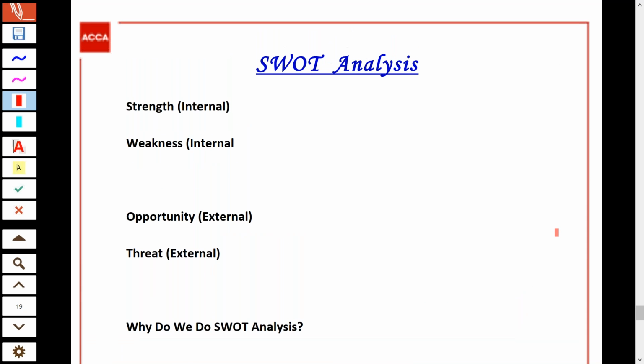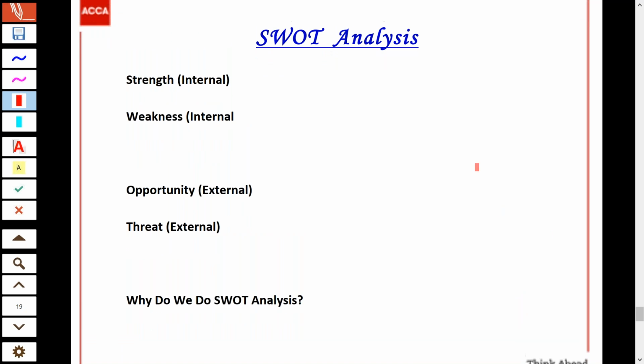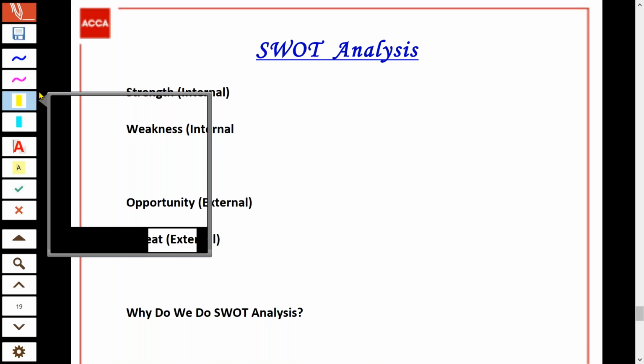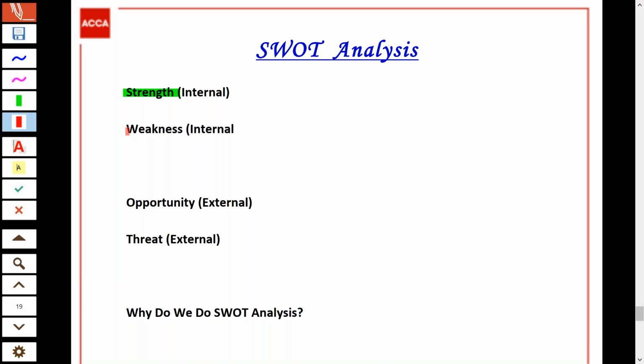Okay. So SWOT analysis, I'm pretty sure that most of you are familiar with it, so I'll just give you a quick refresher. Strength is supposed to be good and weakness is supposed to be bad. In fact, let me use some color. Strength is good, so it's green, and weakness is bad, so I make it red. Again, opportunity is good, so it's green, and threat is bad, so I make it red. So there are 2 greens and 2 reds.